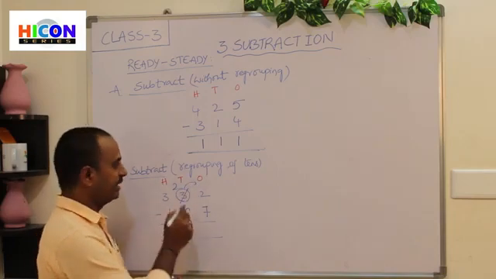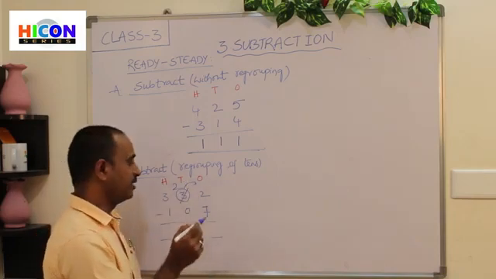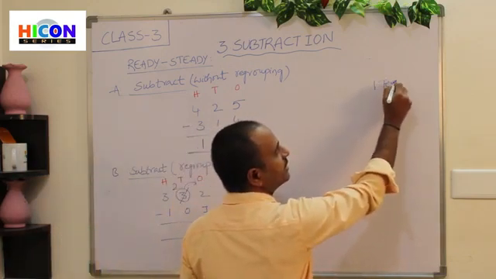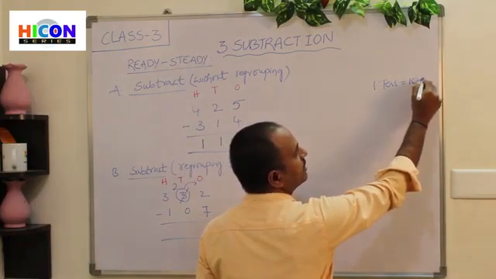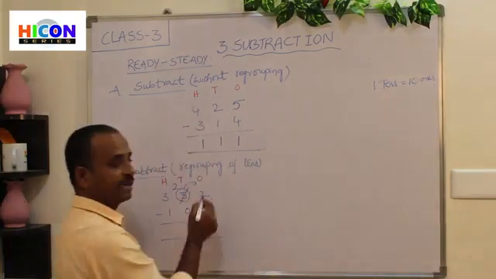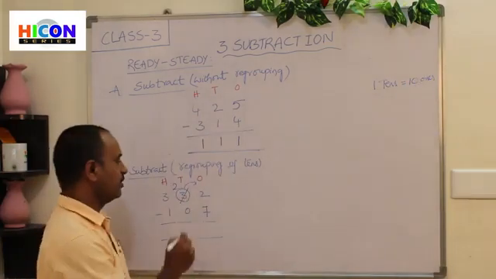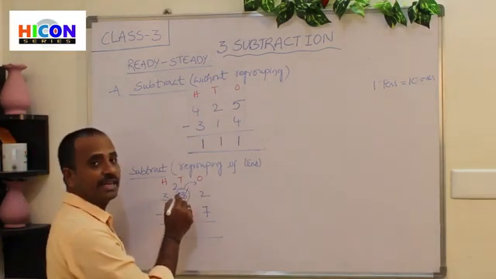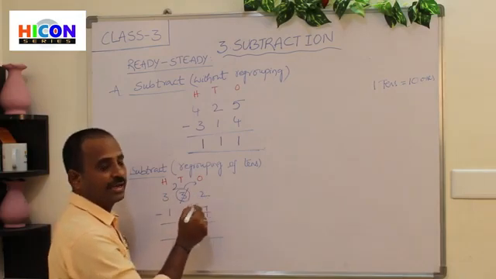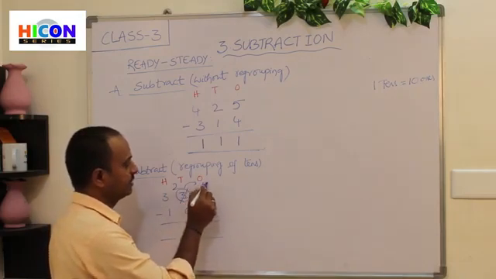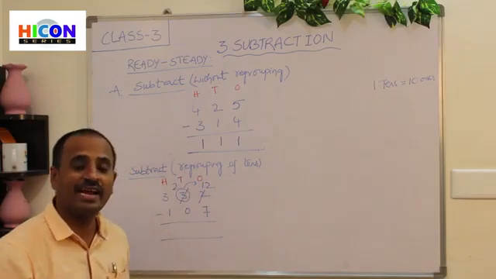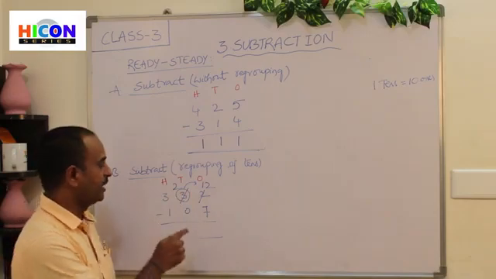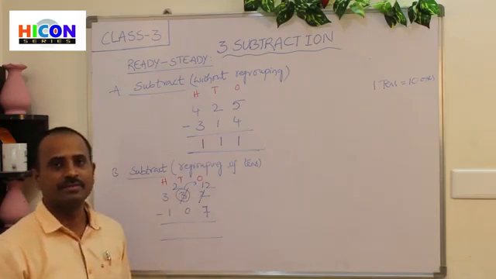So if you carry 1 ten to the ones place, that 1 ten becomes how many ones? So 1 ten is equal to 10 ones. So this 1 ten becomes 10 ones. So already there are 2 ones. So if we carry these 10 ones, then it becomes how many ones here? 12 ones. So just add 10, or just write 1 before the number present under ones place.